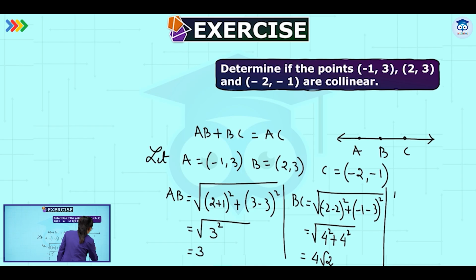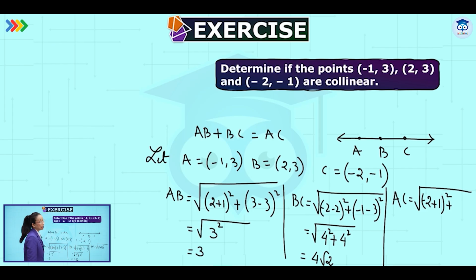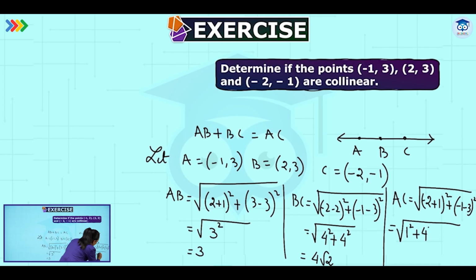And last we have AC, square root of the difference of this, minus 2 and minus 1. So it becomes minus 2 minus of minus 1, that is minus 2 plus 1 whole square, plus minus 1 minus 3 whole square. After calculating this, we have 1 square, plus 4 square, 16, so we have 17, under root of 17. So we are going to add this.